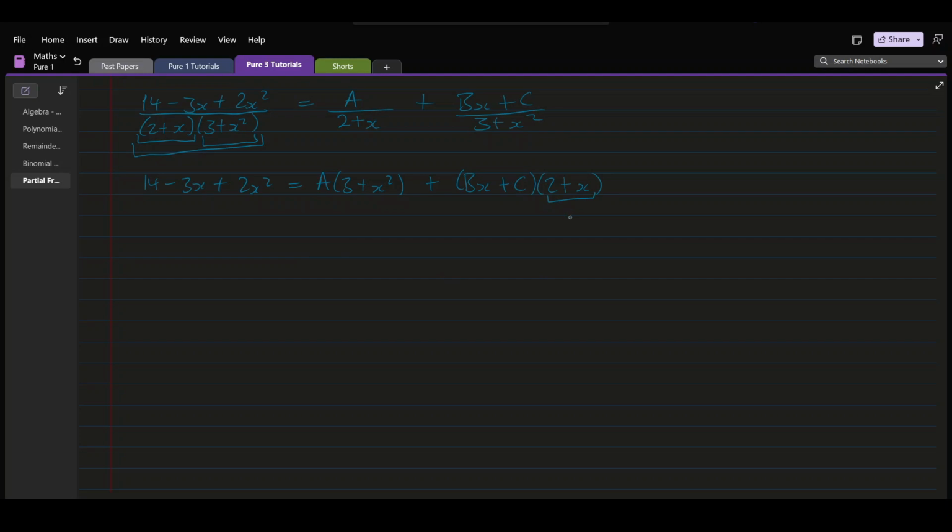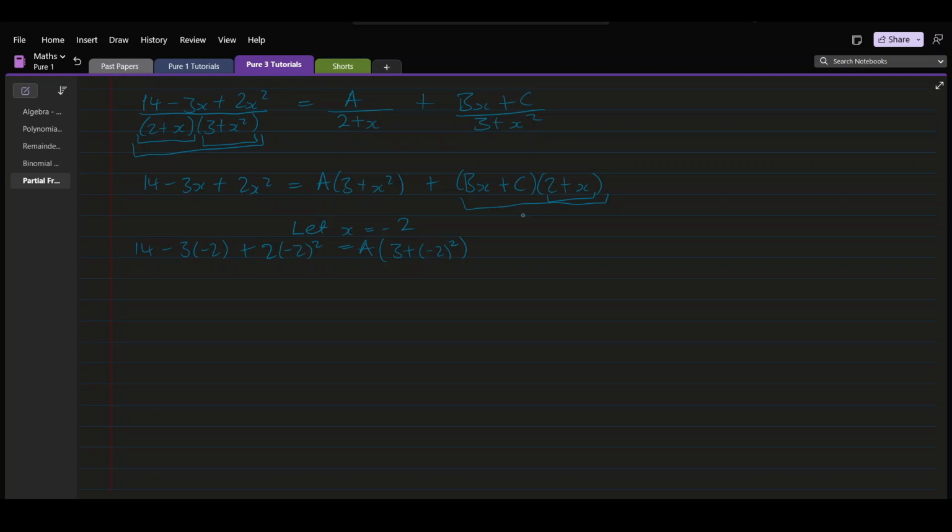So to make that bracket 0, we can substitute x with negative 2, and it will eliminate this whole term over here, allowing us to evaluate a. So let x equal negative 2. 14 minus 3 times negative 2 plus 2 times negative 2 squared is equal to a times (3 plus negative 2 squared). Let's evaluate the left hand side.